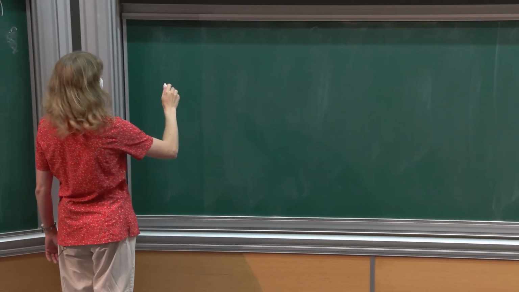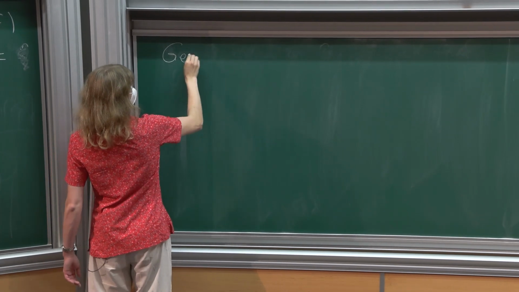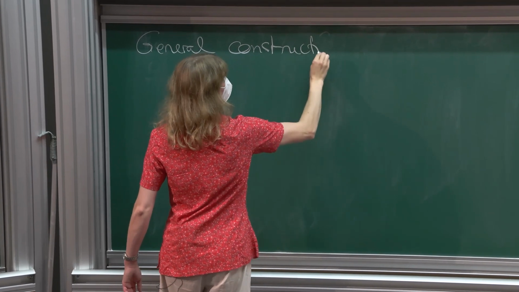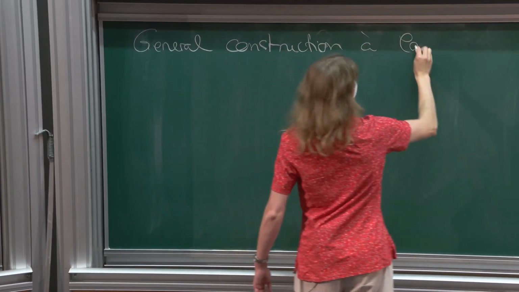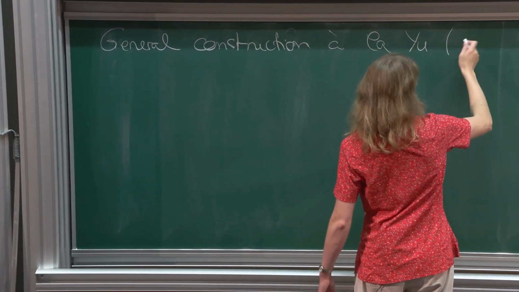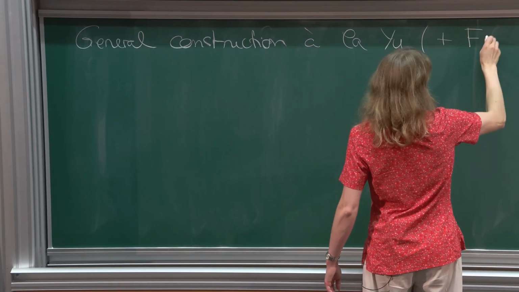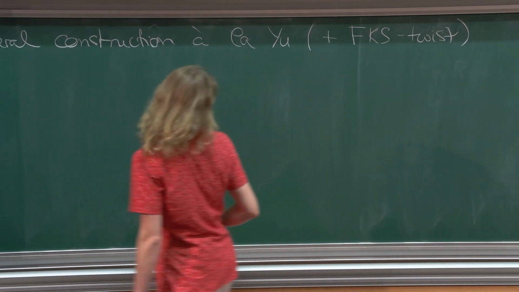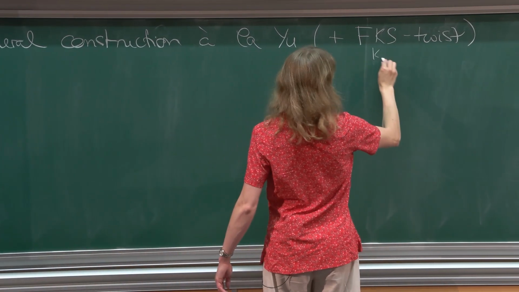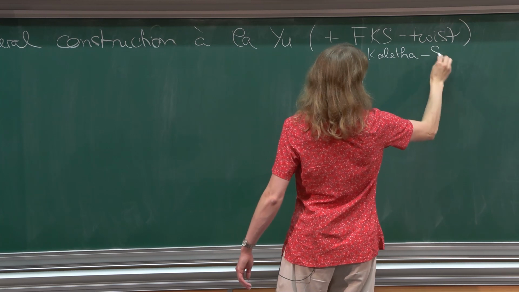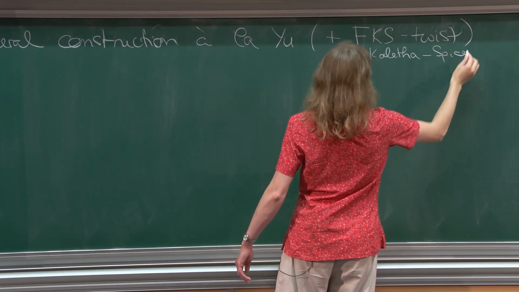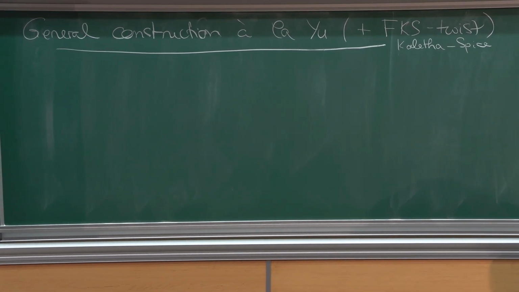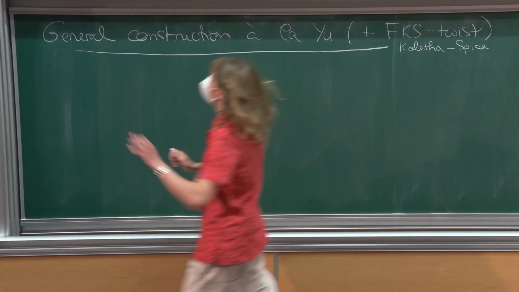So that was a special case. Now let's do the general construction à la JKU, well, maybe with a twist, that appeared in a paper with Kaletha and Spice. So KS stands for Kaletha and Spice. So how does the general construction go?